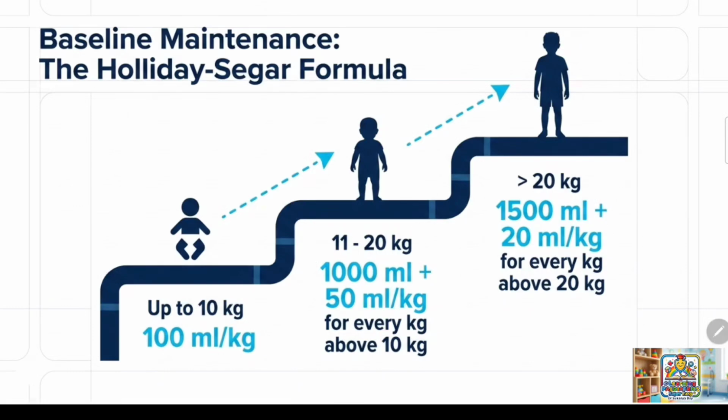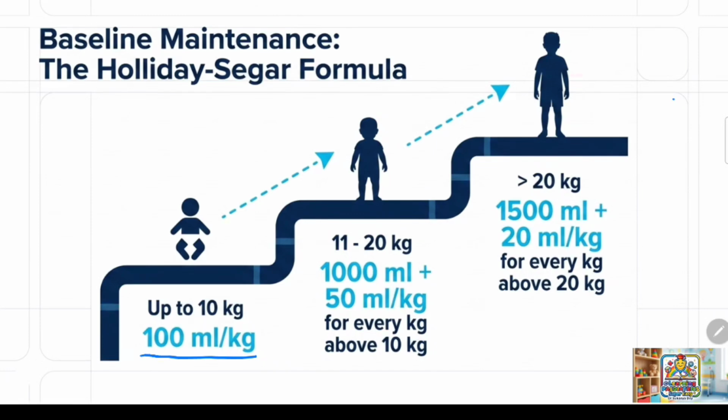For Phase 2, in a healthy child, baseline maintenance is calculated by the Holliday-Segar formula. 24-hour daily maintenance is calculated as follows: for up to 10 kg, 100 ml per kg is given. From 11 to 20 kg, 1000 ml plus 50 ml per kg for every kg above 10 kg. And for more than 20 kg, 1500 ml plus 20 ml per kg for every kg above 20 kg.